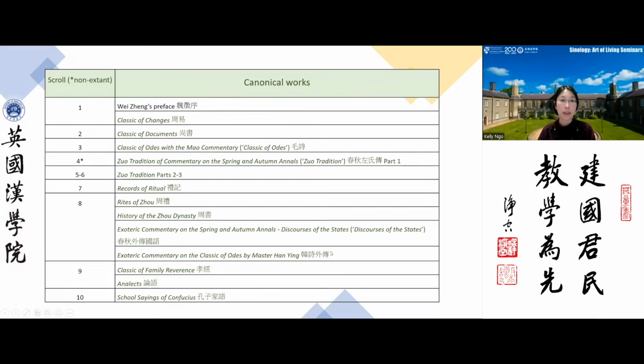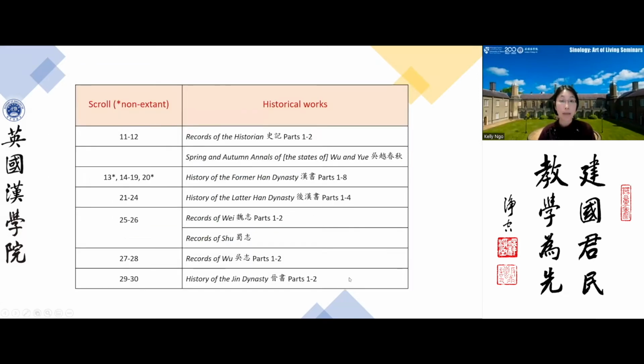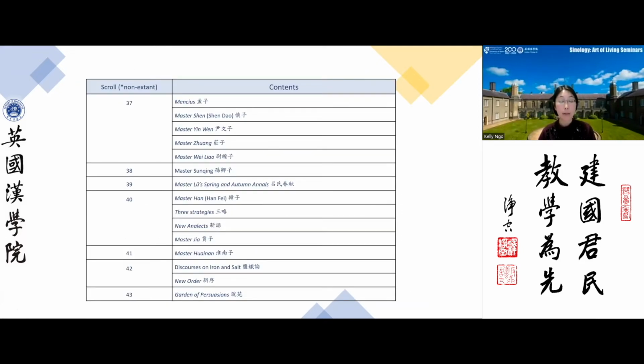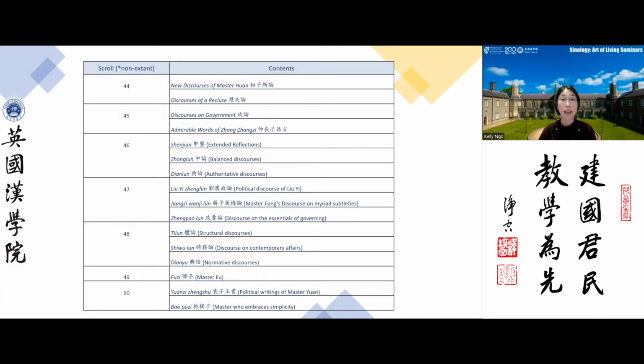Here, there's a bit of a translation of the contents pages. Scroll 1 has the preface, and 1 to 10 includes all the classics, extracts from the classics, followed by extracts from the historical writings from 11 to 30, and then from 31 onwards all the way to scroll 50, you have the masters' works, the philosophical writings.